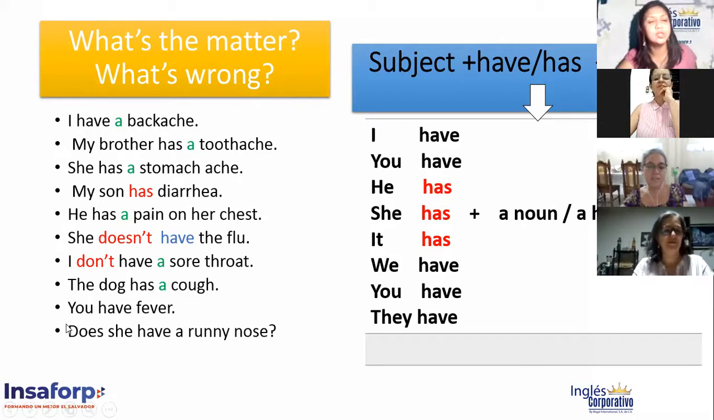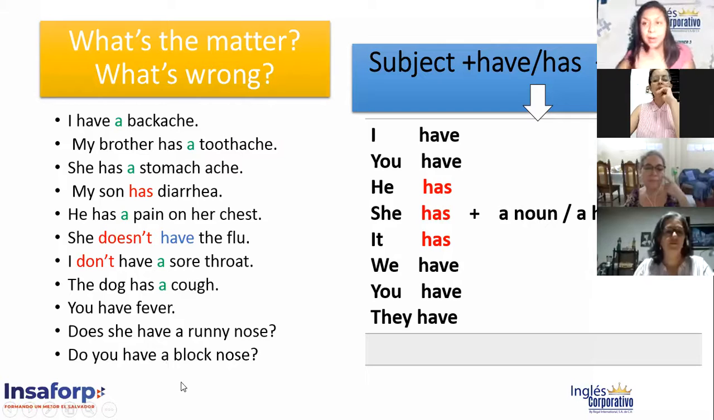You have fever. Now questions. For questions, you put the auxiliary first: in the third person, does; in the first and second person, do. Does she have? Because you have the auxiliary, then have is in the base form. You don't have to put has because we already have the auxiliary does. So, does she have a runny nose?